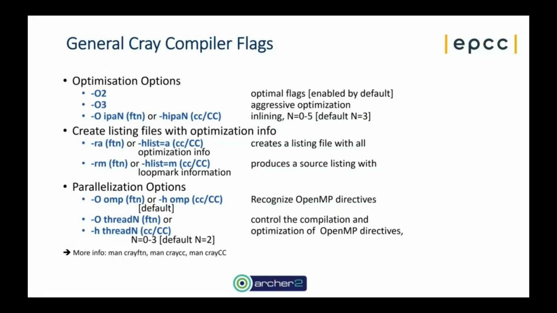The Cray compiler has a whole bunch of optimization flags, as do all, but we can have a look at things like -O2, which I think is the default one for the Cray compiler, -O3, and then -hipa, so that's inlining, so you can control the inlining level. You can use -h list=a for C++, -ra for Fortran or rm. That will produce your optimization reports from the compiler to say why it's doing things or why it hasn't optimized stuff. And then there's parallelization stuff, so there's OpenMP functionality, threaded parallelism, those kinds of things.